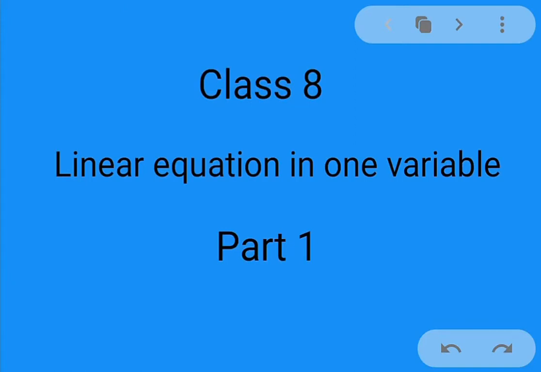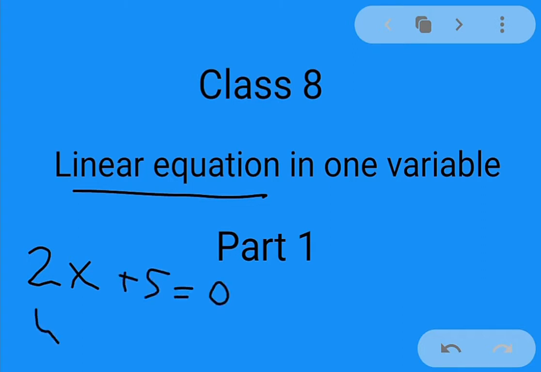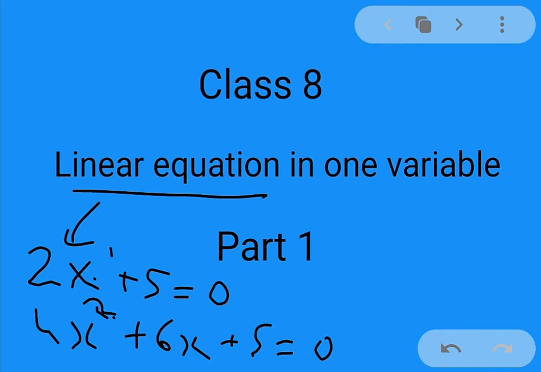Linear equation in one variable. So what is actually a linear equation? An equation means something which contains a number and a variable both. For example, if I write it this way and if I write it this way, here the highest power of x is 1, here the highest power is 2. So it is called a linear equation.